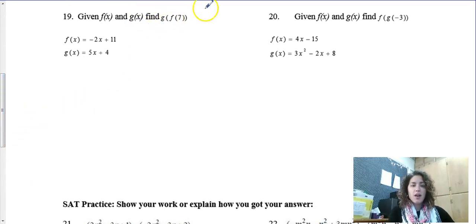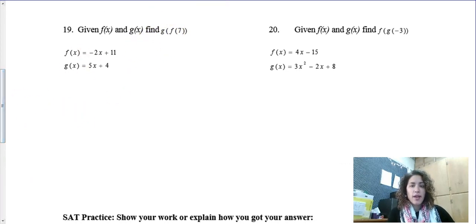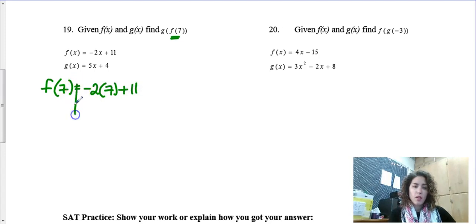It says g of f of 7. So as a reminder, when I have a value on the inside like this that I can actually do, we're going to start there. I can actually calculate f of 7. So let's find f of 7 first by itself. That's going to be negative 2 times 7 plus 11, which is negative 14 plus 11, which is a negative 3.